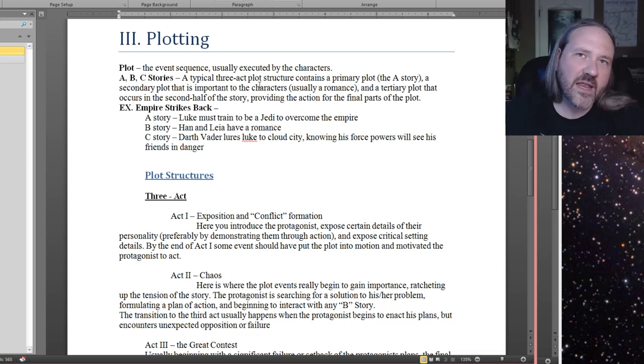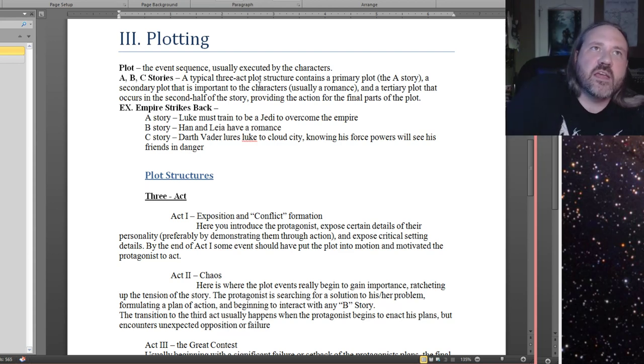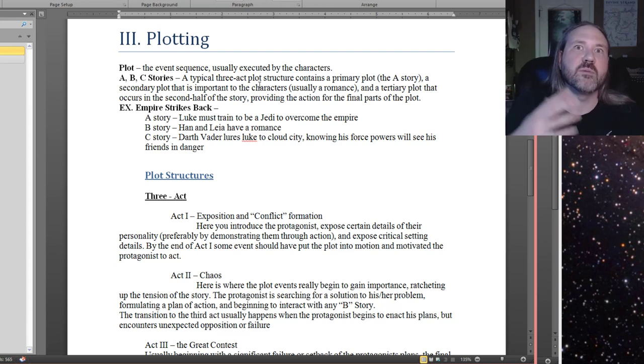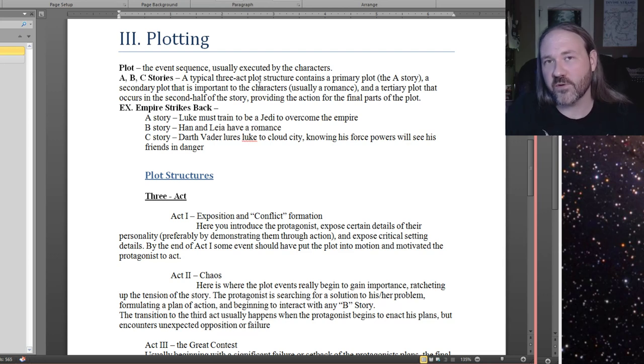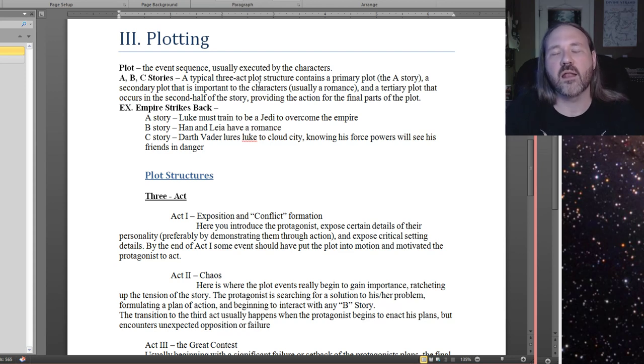So a plot is an event sequence. I tend to think of plot in a whole bunch of different ways. Now, I don't usually think of ABC stories, but it really helps a lot of people to figure out what each scene is going to be part of and what they need to be writing as they're writing it. So a typical ABC story goes with a three-act plot structure. The A story is going to be the main conflict or the main plot goal: blow up the Death Star, or throw the ring into the fires of Mount Doom. That's the A story. It's the primary plot, the main driver of the protagonist, the antagonist, and everything else.